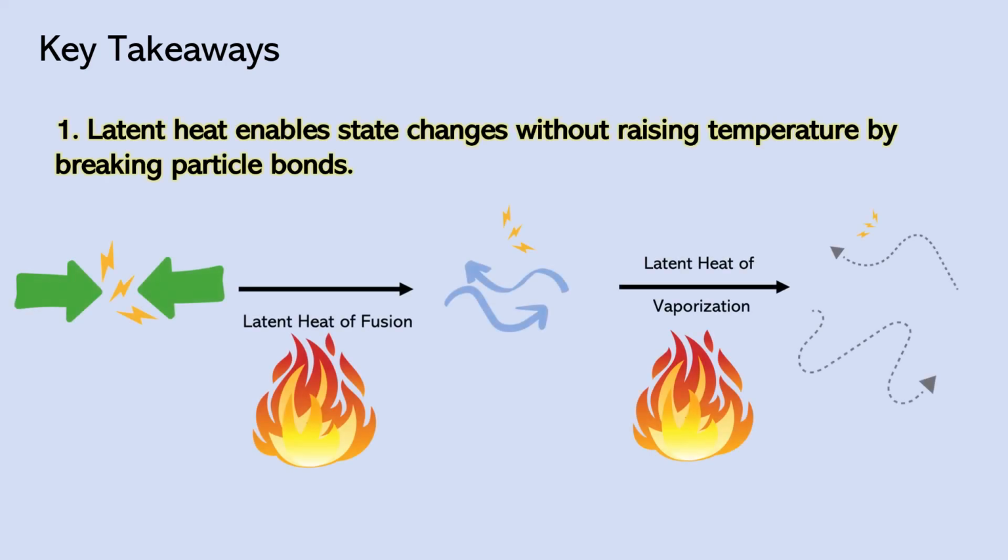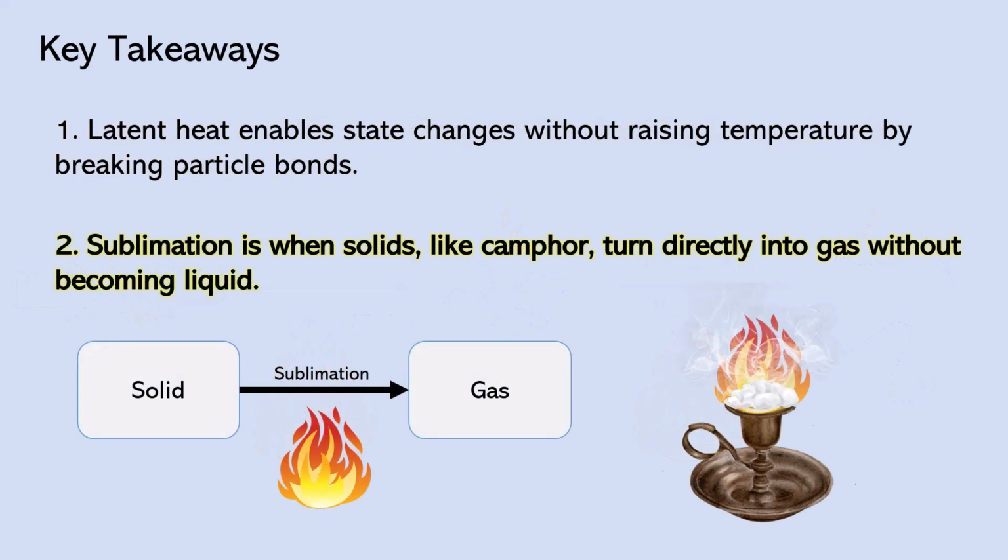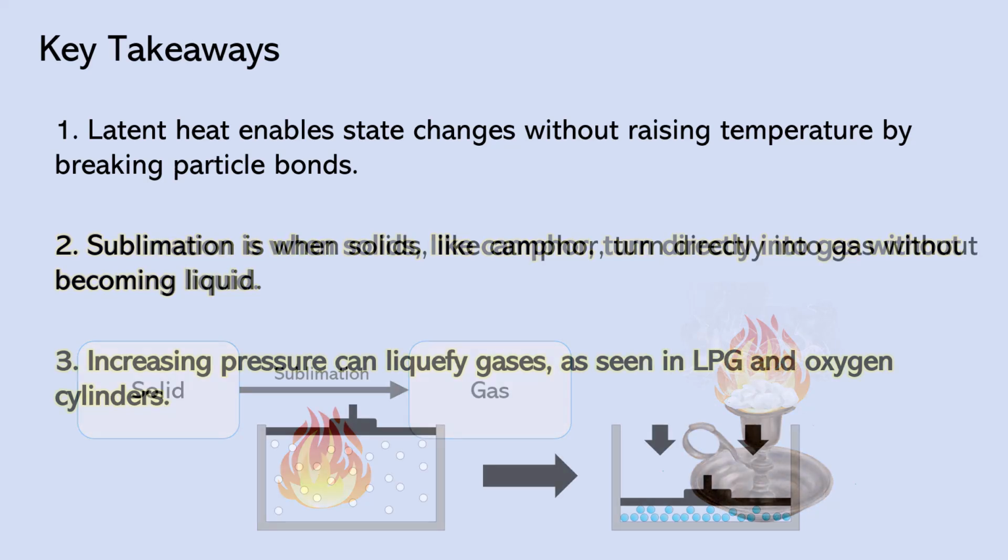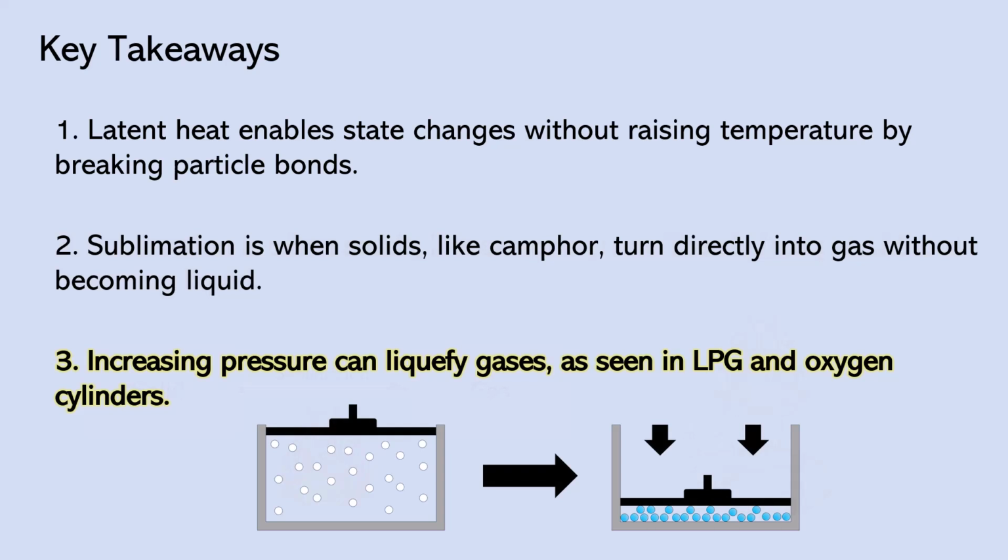Here are some key takeaways from this lesson on changing states of matter. 1. Latent heat enables state change without raising temperature by breaking particle bonds. 2. Sublimation is when solids, like camphor, turn directly into gas without becoming a liquid. And 3. Increasing pressure can liquefy gases, as seen in LPG and oxygen cylinders.